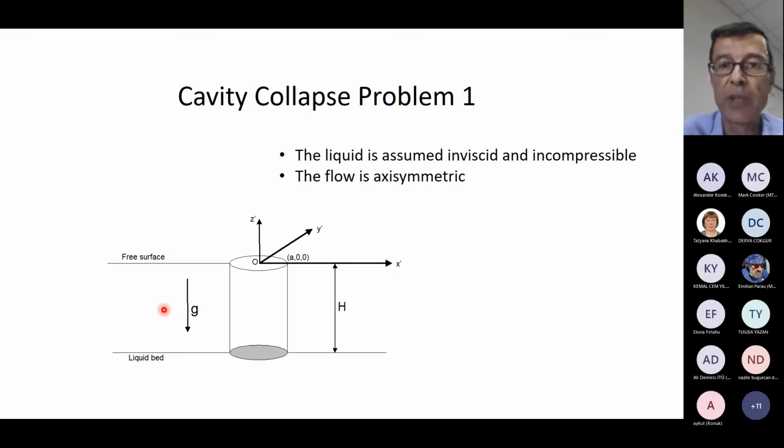Okay, let's start with problem number 1. So the liquid is inviscid and incompressible. So the flow is potential, three-dimensional and axisymmetric. So the circular cylinder disappears. So there is a cavity here, and the cavity collapses under gravity.